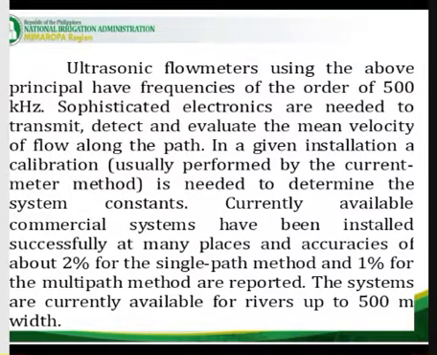Ultrasonic frequencies of the order of 500 kHz are used. Sophisticated electronics are needed to transmit, detect, and evaluate the mean velocity of flow along the path. In a given installation, calibration, usually performed by the current meter method, is needed to determine the system constant. At many places, accuracies of about 2% for the single path method and 1% for the multipath method are reported. The systems are currently available for rivers up to 500 meters width.